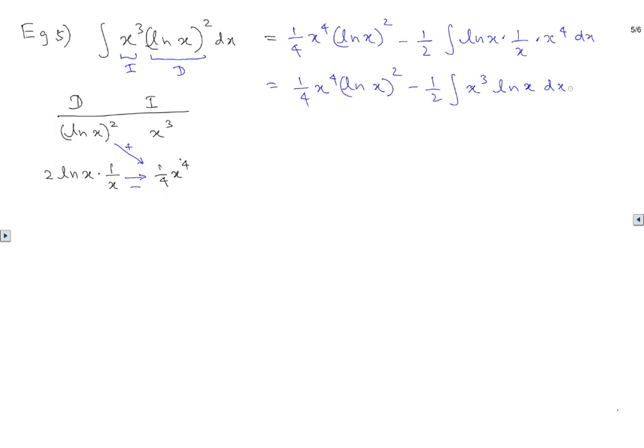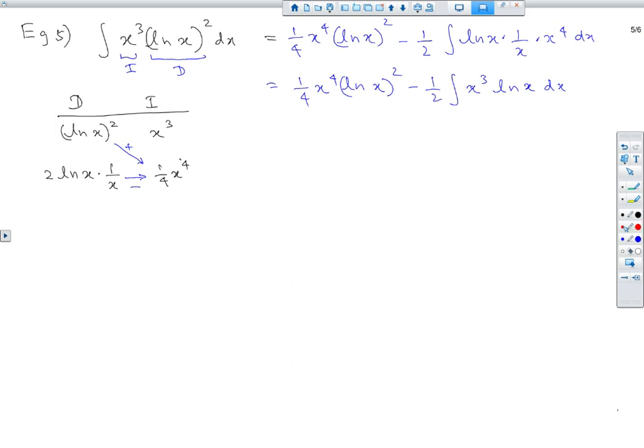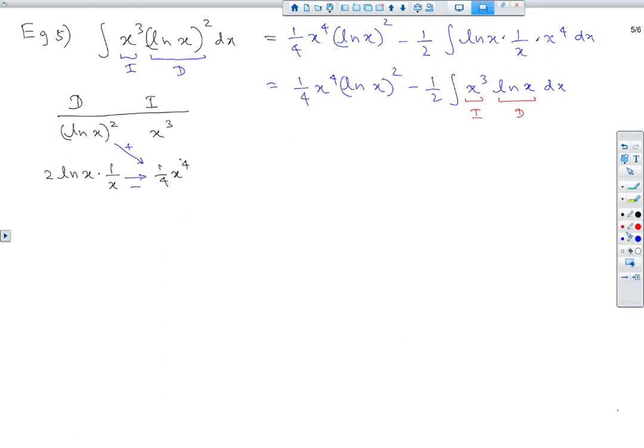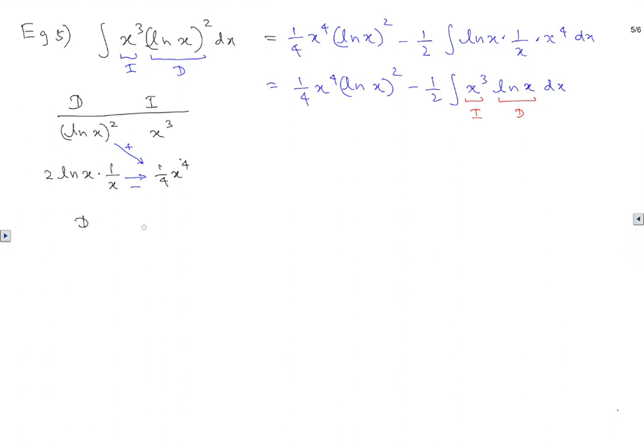Now we're going to do this integral again using the tabular method. That's what we're trying to do now. So we use the same idea again. We have a new tabular now. In this case, this is again the D function, and this is the I function. So let's make another table for that. We have a D and I again.